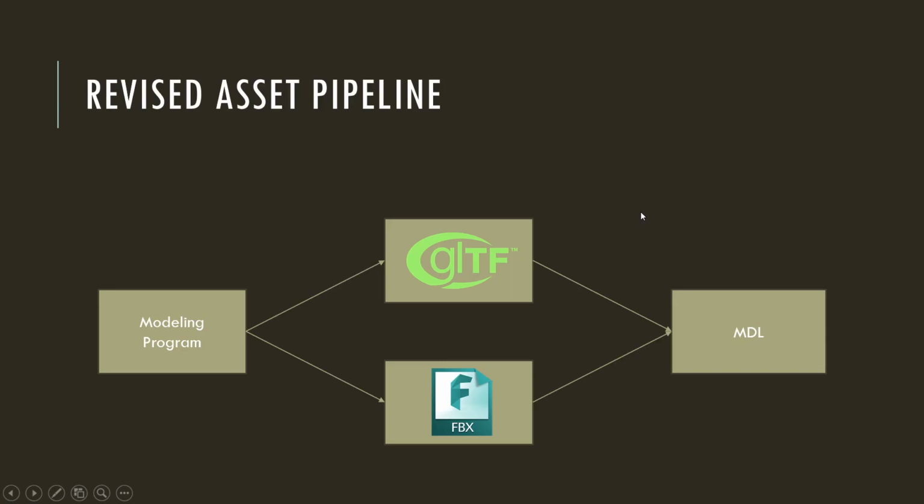This is how I'm looking to revise things, where your modeling program can export GLTF or FBX. The advantage of GLTF is it supports PBR materials, but only a minority of models actually, that will only really affect things if you have roughness metalness maps, which the vast majority of 3D models do not. And then it just gets converted into our own file format. That's more the pipeline I'm looking at now.